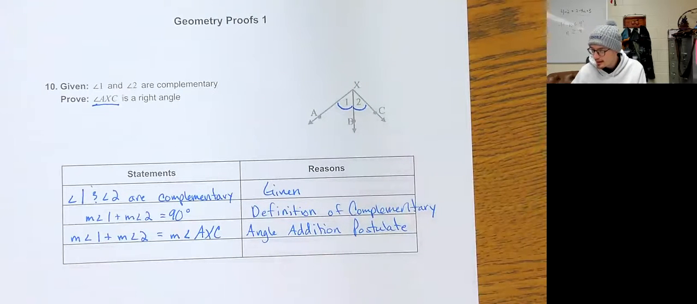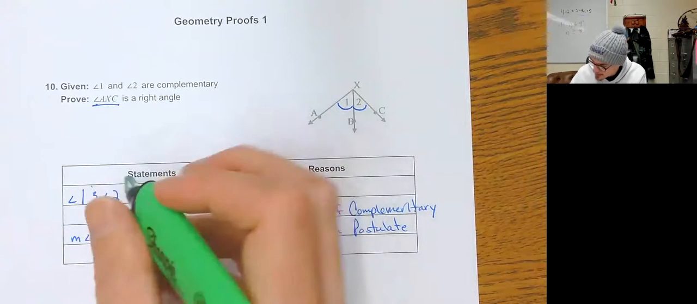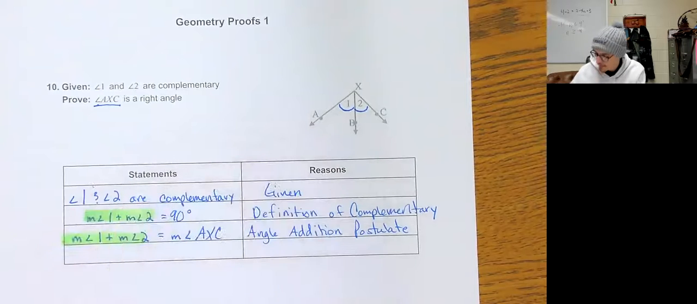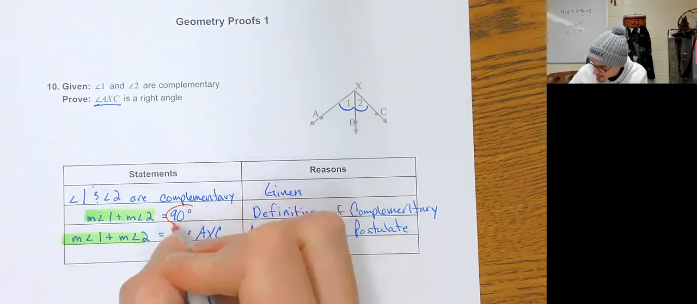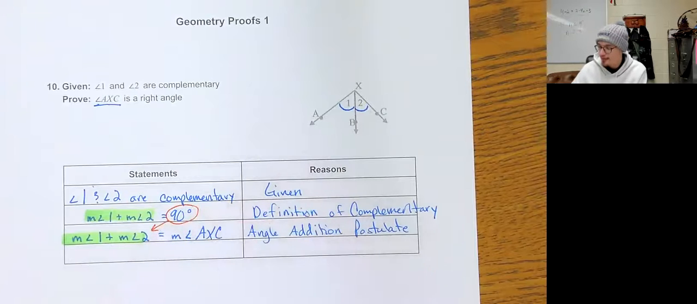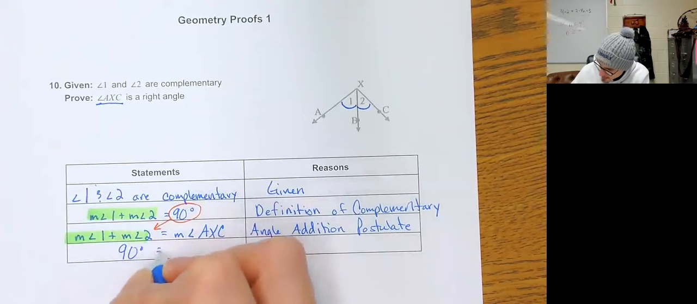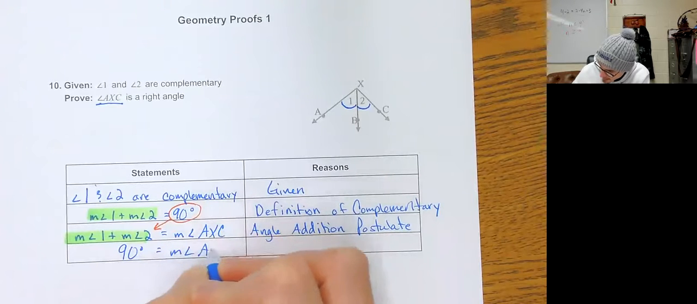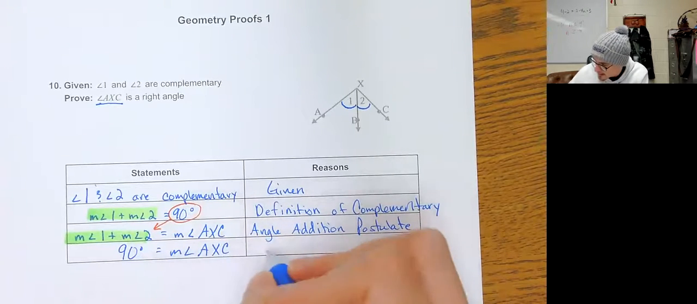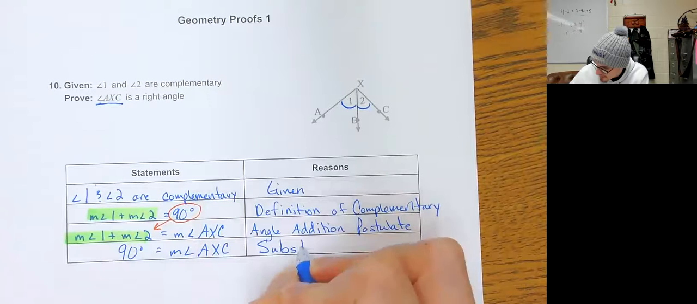Well, what that means is, because those are the same, I can substitute this in for that. So I will get 90 degrees equals the measure of angle AXC. And that is substitution.